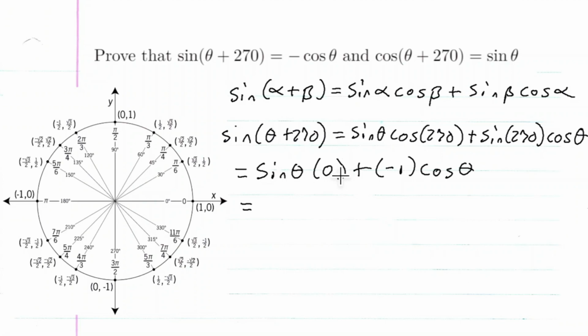Now sine of theta times 0 is 0, and negative 1 times cosine theta is negative cosine theta. And that's what we did. So now let's move on to the next one.